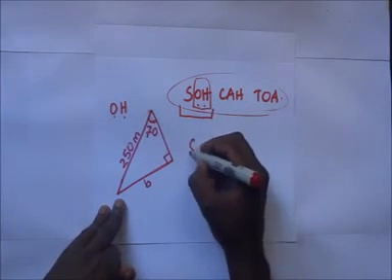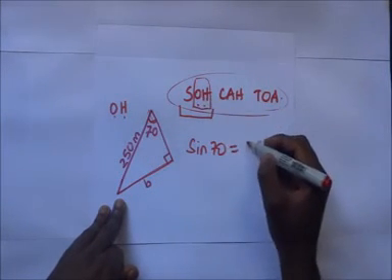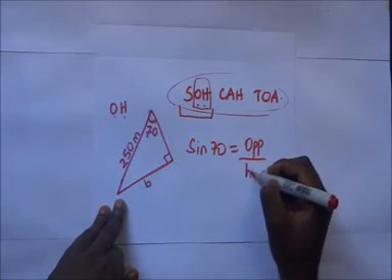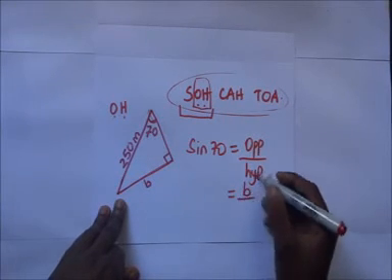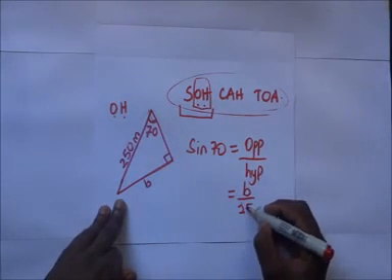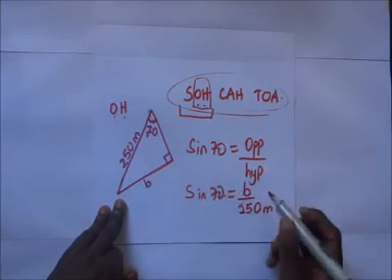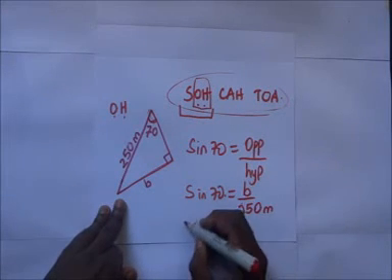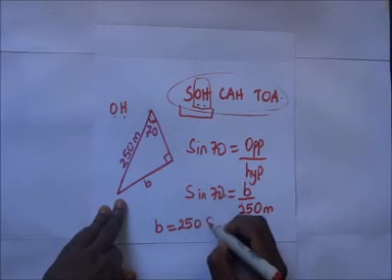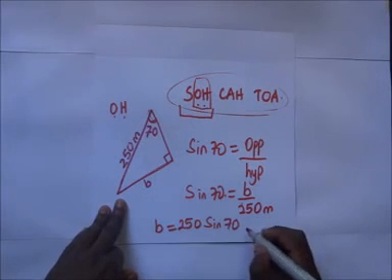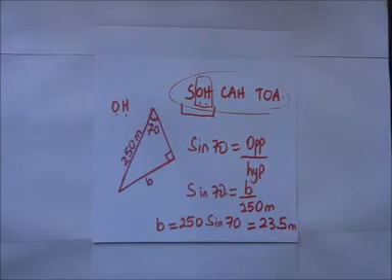So we shall come down and say that sine of that angle, which is 70, is going to be equal to our opposite over the hypotenuse. Our opposite is b, which we are looking for, over the hypotenuse, which is 250 meters. This is all going to be equal to sine of 70. So when we make b the subject of the formula, in this case, we shall end up with our value of b giving us 250 times the sine of 70. And our answer here is supposed to be 235 meters.